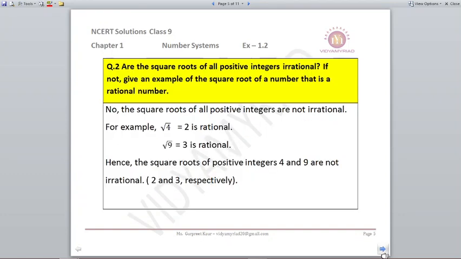Are the square roots of all positive integers irrational? If not, give an example of the square root of a number that is a rational number. So in this case, the answer is no. The square roots of all positive numbers are not irrational. How? If we take root 4 or root 9, the answers we get are rational, that is 2 and 3. What are positive integers? We have taken 4 and 9. Their square roots are not irrational. 2 and 3 are rational numbers.